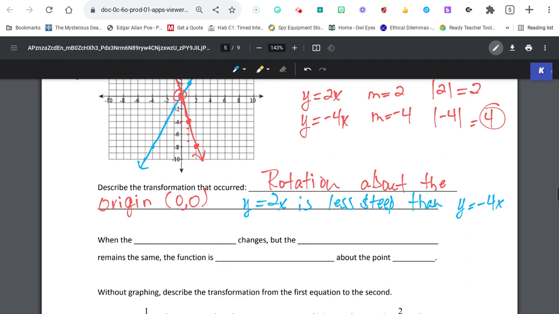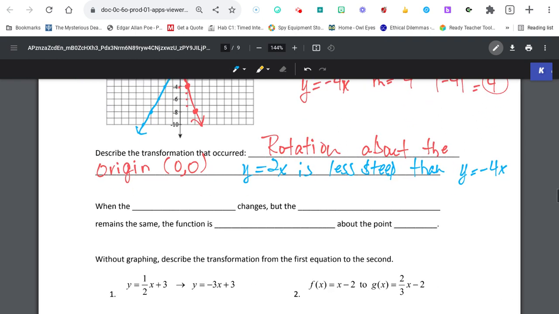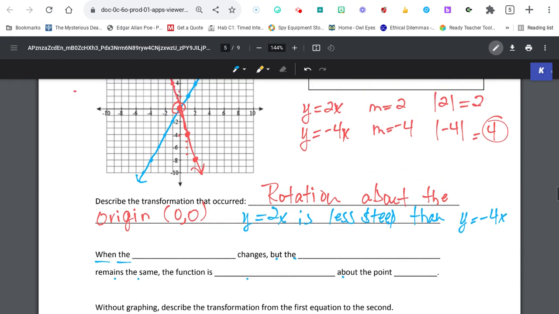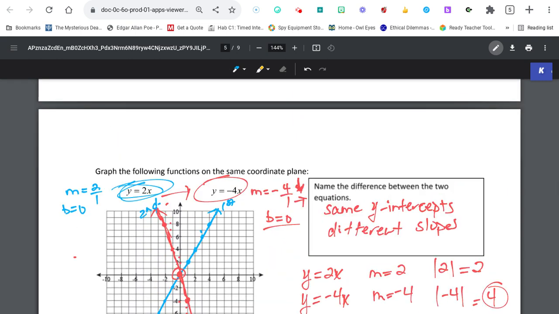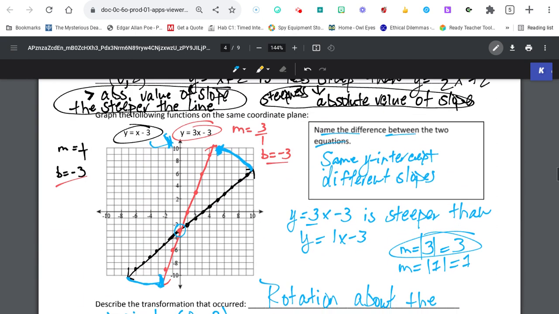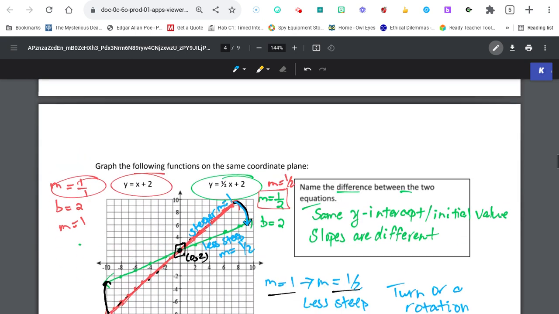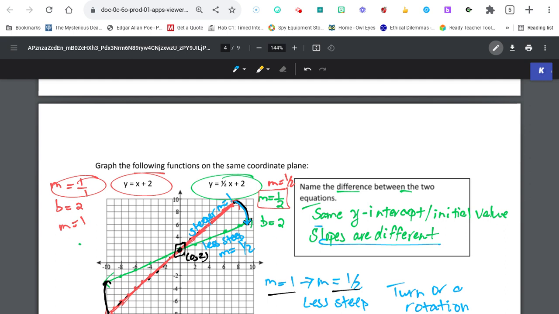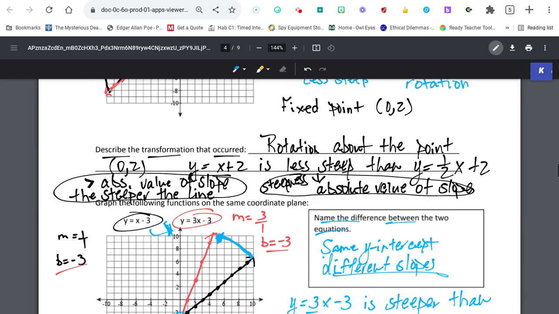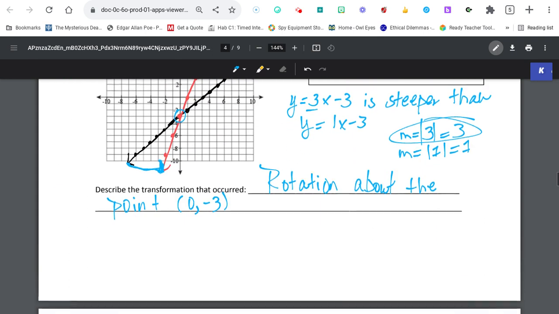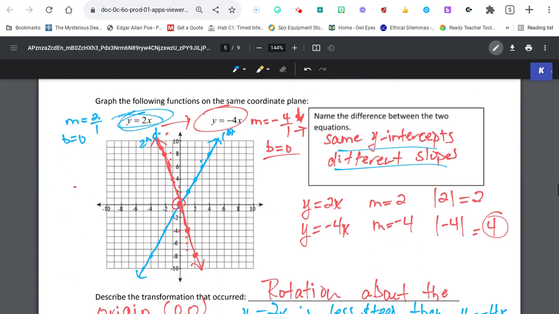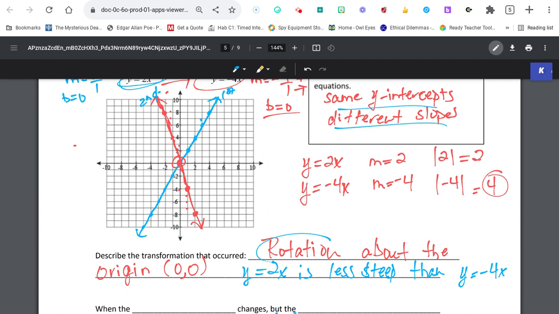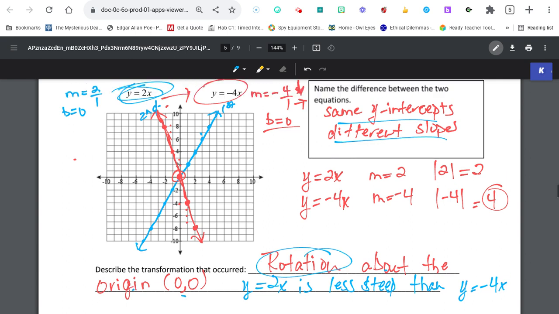All right, so let's take a look at summing this up. It says when the blank changes, but the blank remains the same, the function is blank about the point, okay? All right, so when what changes? What kept changing up here? Slopes was changing because they were different. The y-intercept was staying the same. But what was happening? It was rotated about the point 0, 0.